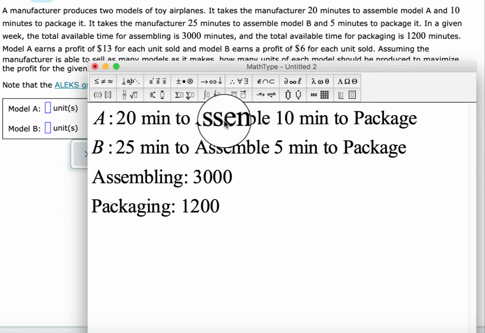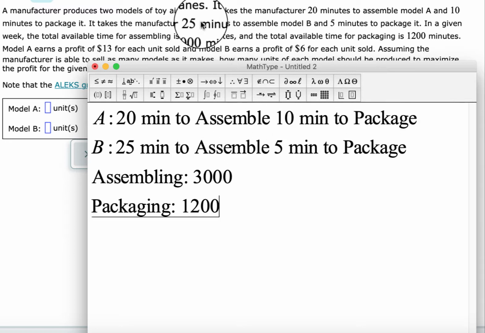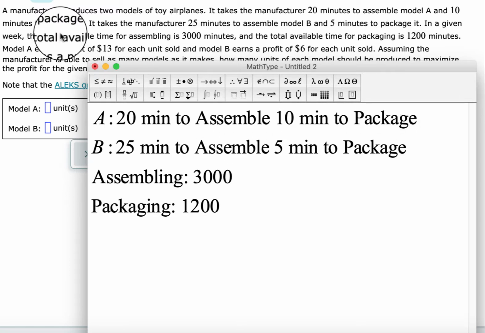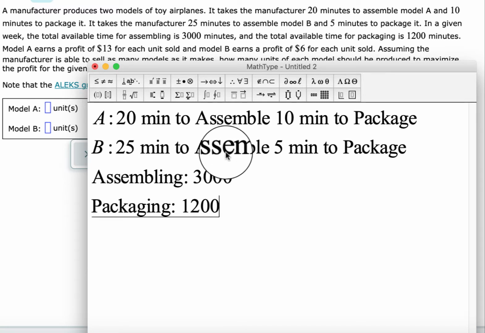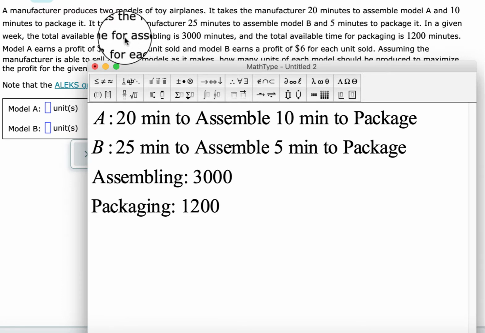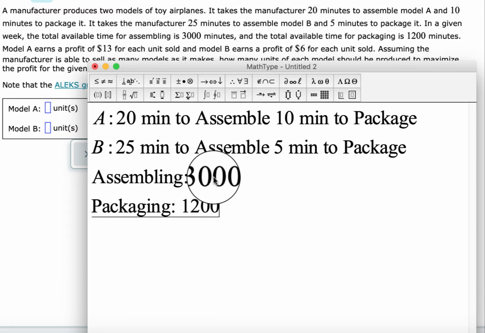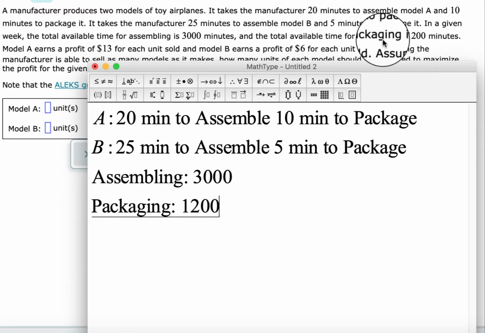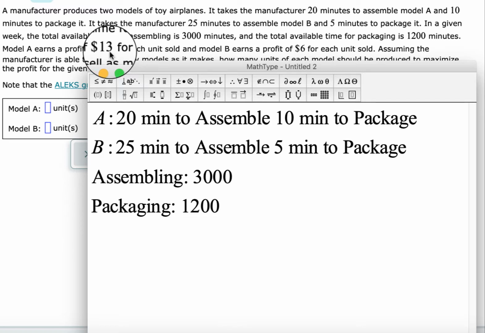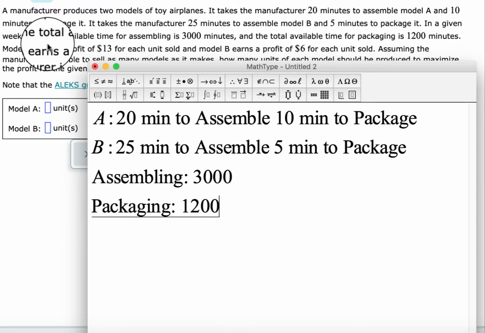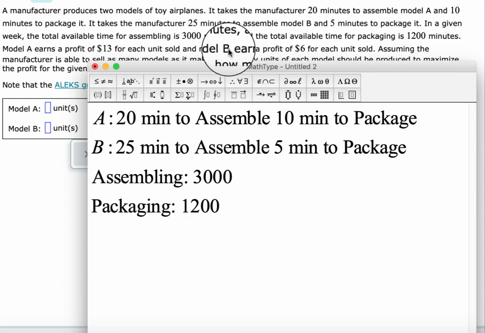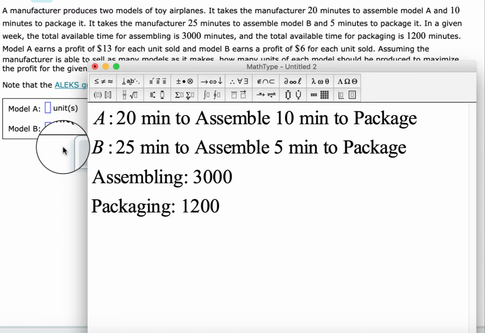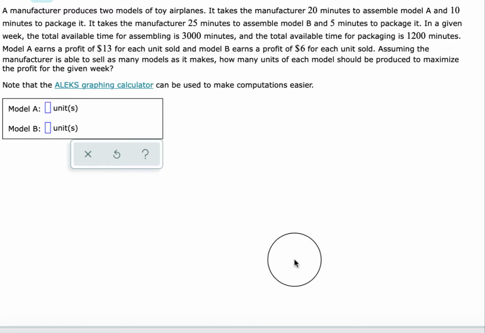20 minutes to assemble, 10 minutes to package for A, as we see in the first and second sentence. 25 minutes to assemble and 5 minutes to package for Model B. It says that the total time is 3,000 minutes to assemble and 1,200 minutes to package. And then they give us the profit equation, 13 for A and 6 for B is our profit. And they want to know the units for Model A and the units for Model B.